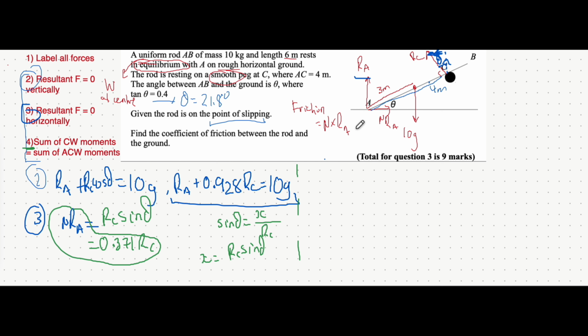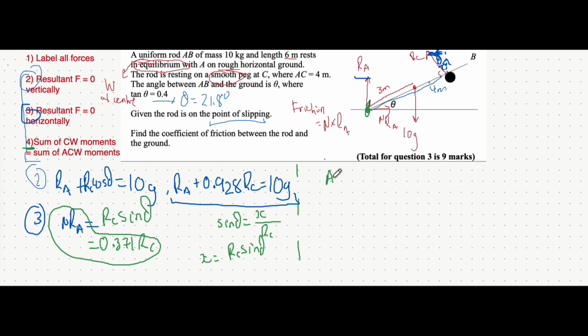Where would you take moments about? What do you think? Would you take it about A, about this position, or C? I'd recommend taking it about A, because where you take the moment from, you don't need to take into account the force or the moment created by the forces acting at that point, because moment is force times distance from the pivot. But these forces have no distance from the pivot. So we don't need to take into account the moment about RA and the friction.